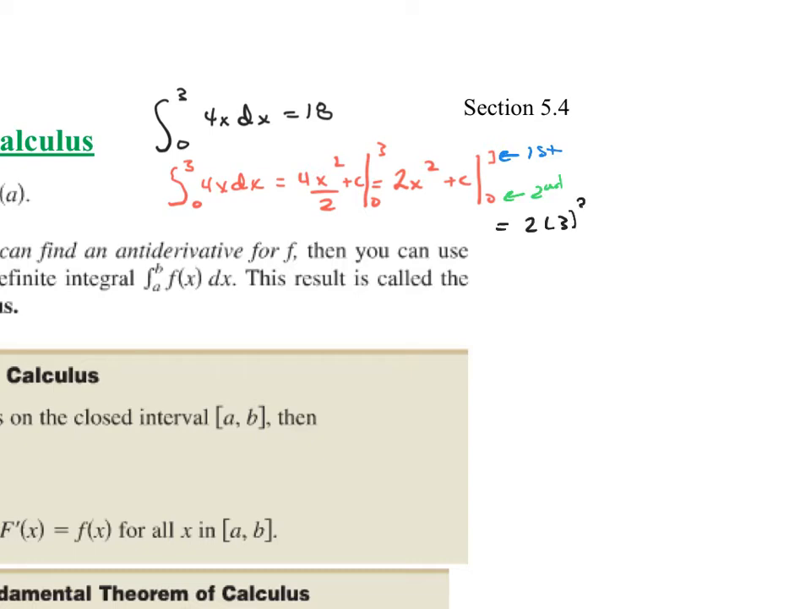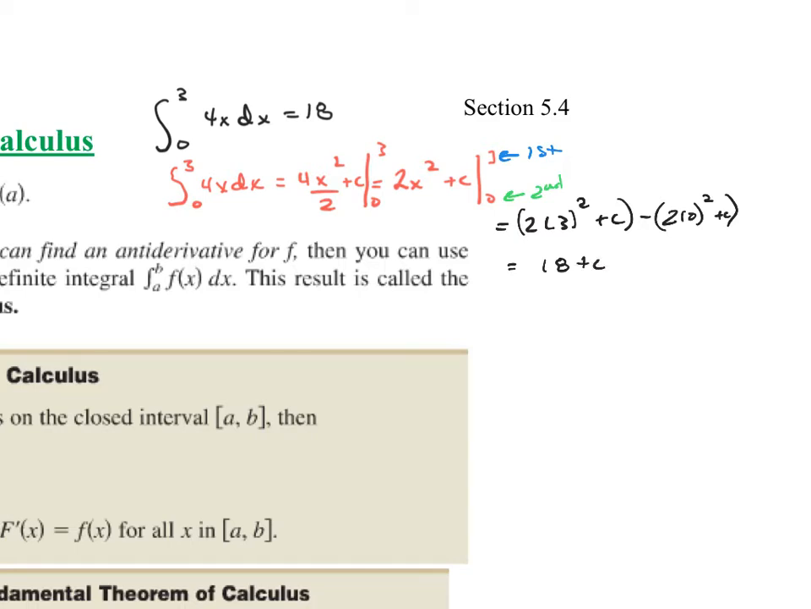So it would have been 2 times 3 squared. I would still have the plus c, right? And then I'd have minus 2 times 0 squared. That's my lower limit. And then I still have the plus c. Well, let's see what happens. First thing is 3 squared is 9 times 2 would be 18, right? And then we'd have the plus c.